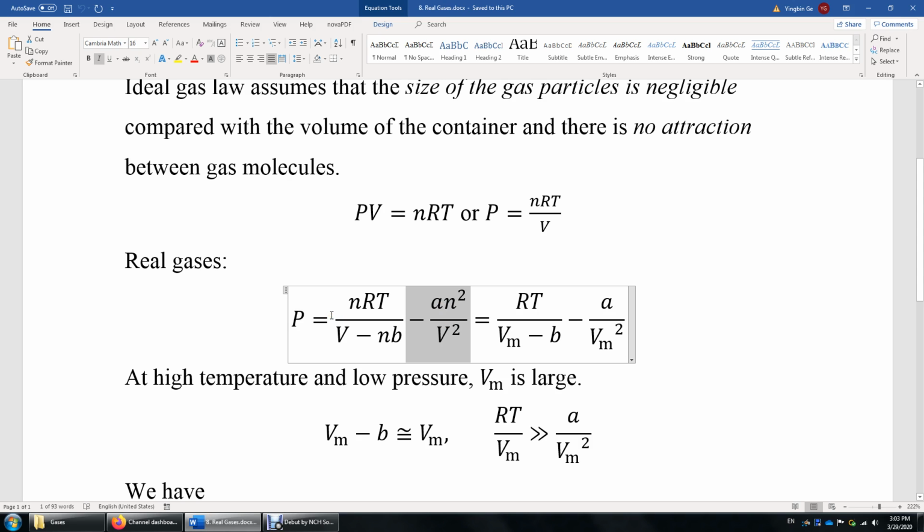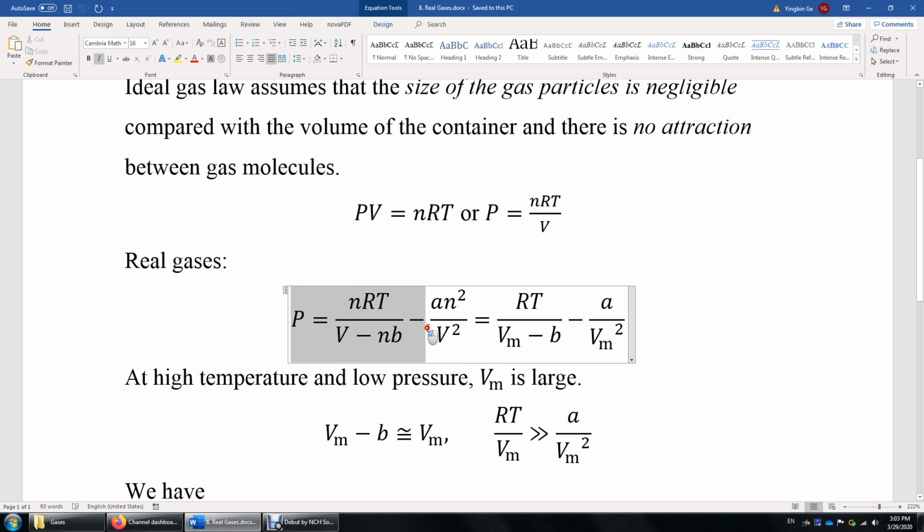How do we understand this? Again, just imagine a lot of gas particles keep colliding with the surface of the container, but then if those particles attract each other, that will reduce the number of collisions between the particles and the surface area because the particles are attracted toward the center of the container. Therefore, when you have a large attraction between gas particles, you will have lower pressure.